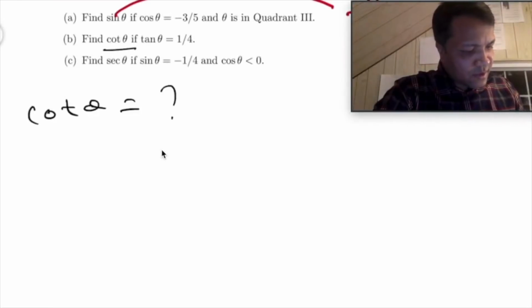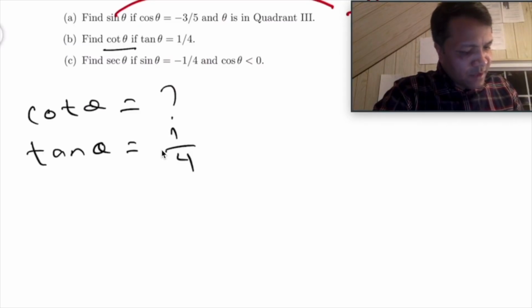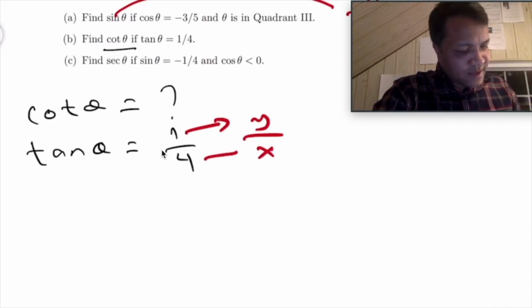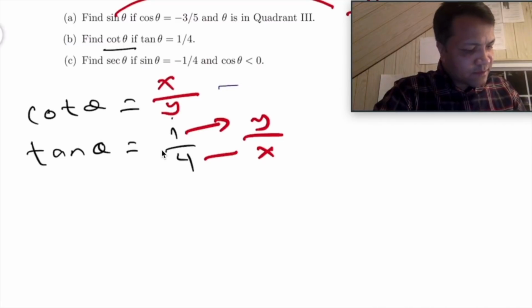Cotangent theta is what, if tangent theta is 1 over 4? Remind you what tangent theta is. This is y and this is x, so tangent theta is y over x. And cotangent theta is x over y. So then you're just going to have to flip it.